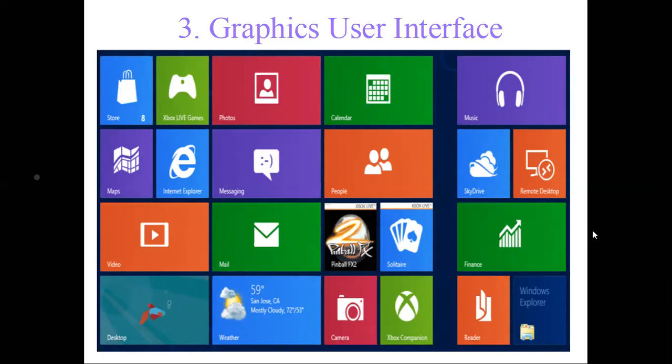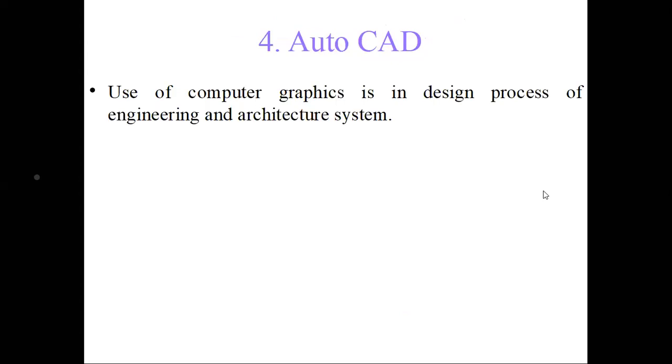Just have a look at this computer. Okay, so this is the third application, that is, you can create GUIs with the help of computer graphics. Next application is AutoCAD. Now, the use of computer graphics is in the design process of engineering and architecture systems.